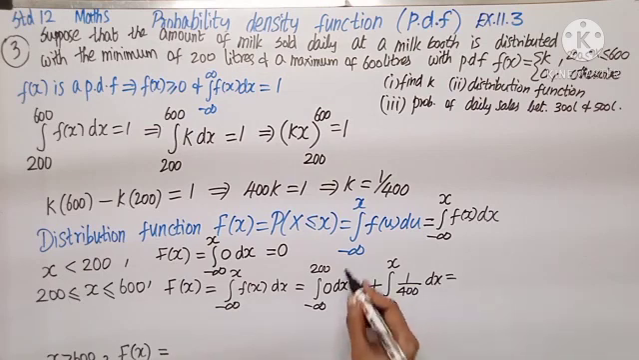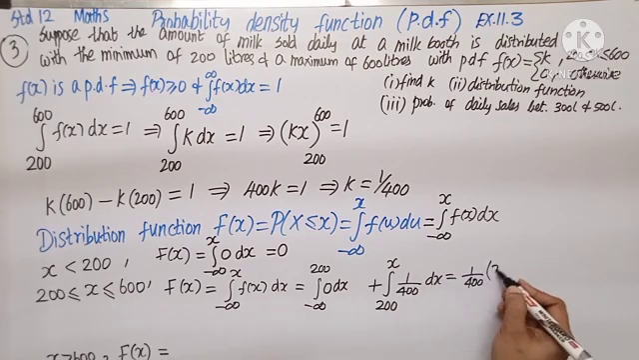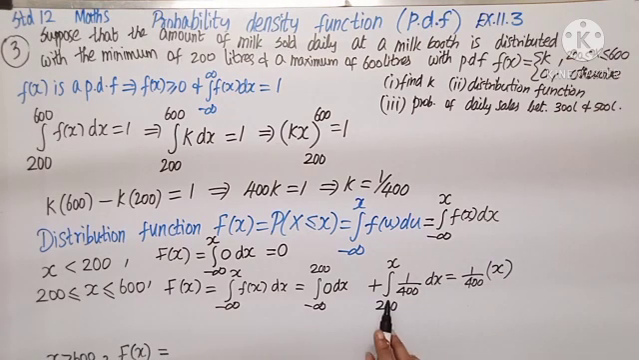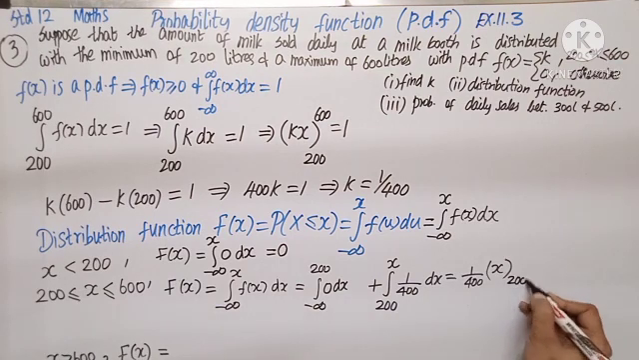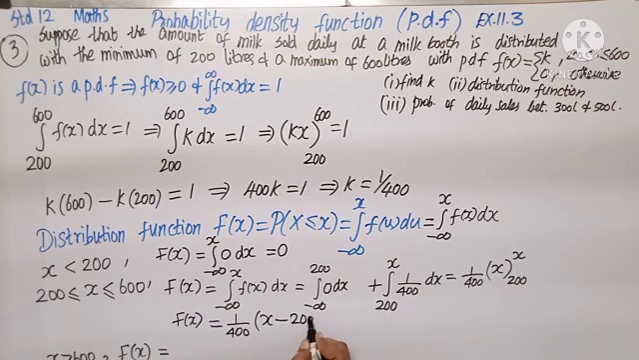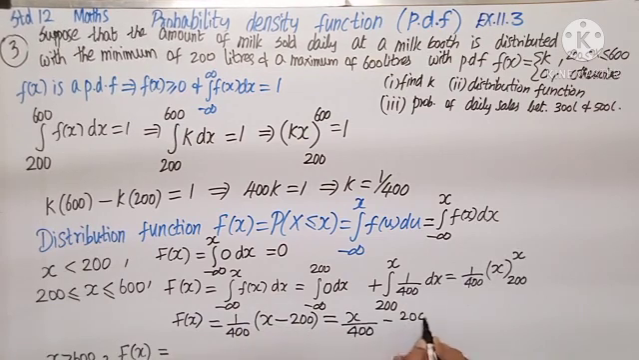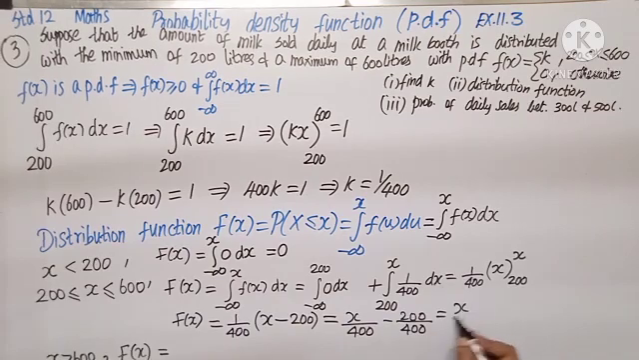Integral of 0 is 0, omit this. 1 by 400, integral dx, we will simply write x. Remember, integral of a constant is constant into x, between the limits 200 to x. How will I simplify? F of x equals 1 by 400 into upper limit minus lower limit. Upper limit x, lower limit 200. Or if I multiply in, x by 400 minus 200 by 400, that is x by 400 minus 1 by 2.